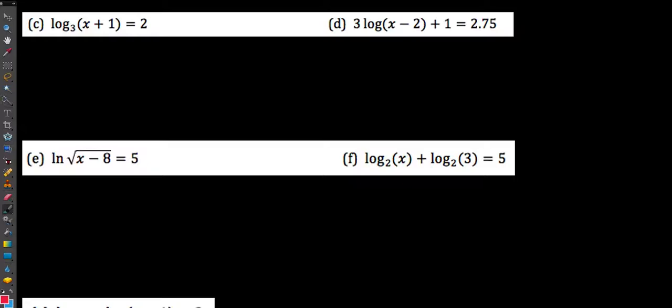Starting with letter C, it says log base 3 of x plus 1 equals 2. Now, the first thing I notice is that this is a logarithmic equation, our unknown is inside this log, but I don't also have a log base 3 on the right side. So guess what? One to one is not going to work.